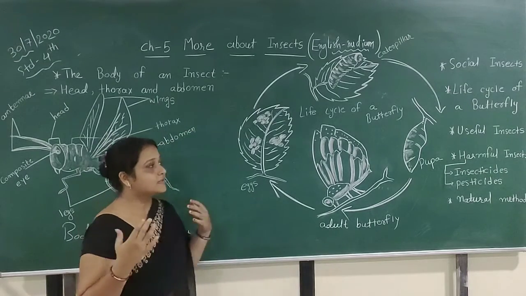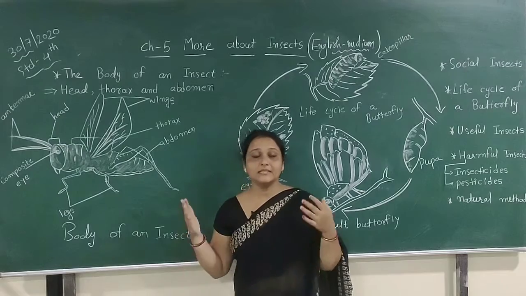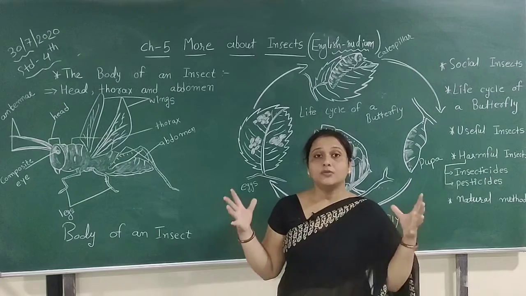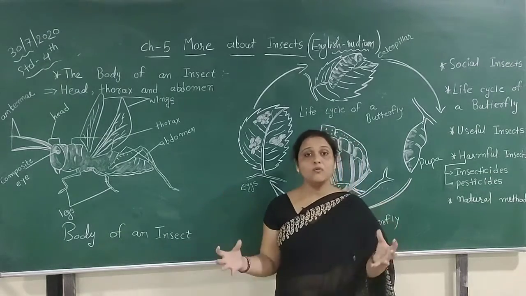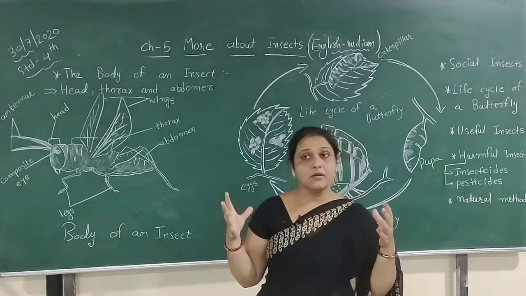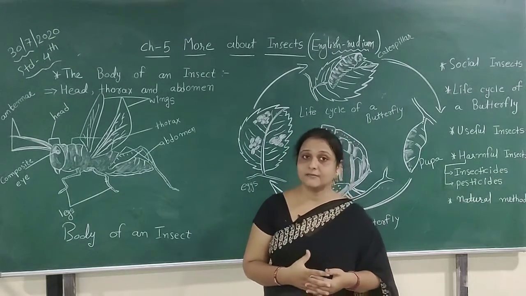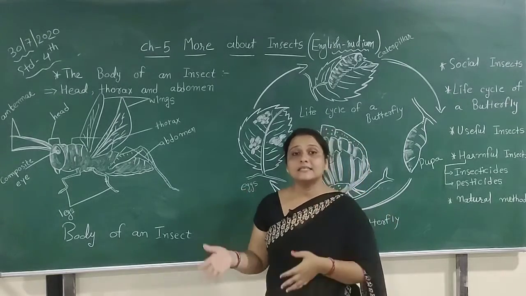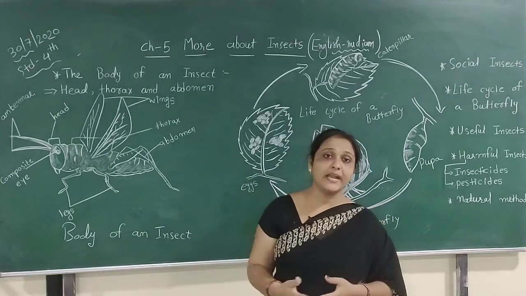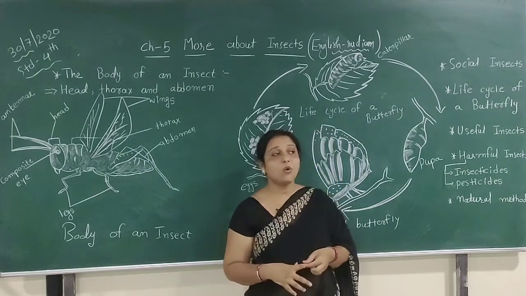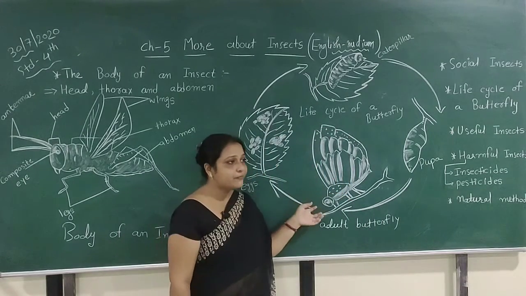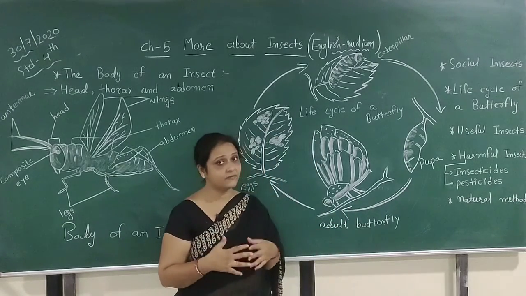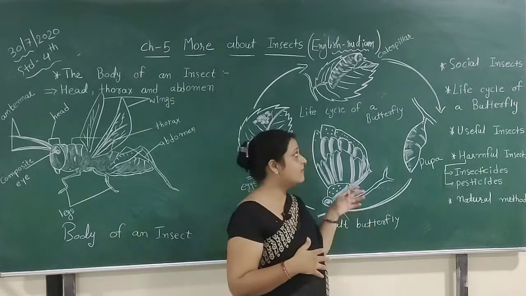Social insects means insects do not live separately in their life, they live together. For example, ants always live together because they want to protect themselves from enemies. They save themselves, protect themselves from the enemies, and also share their food and share their work with each other. So they always stay together in their group.